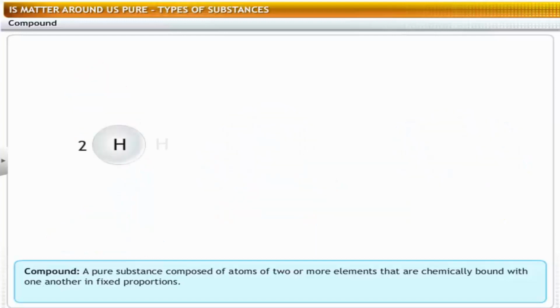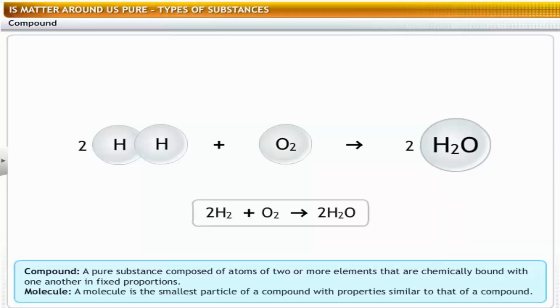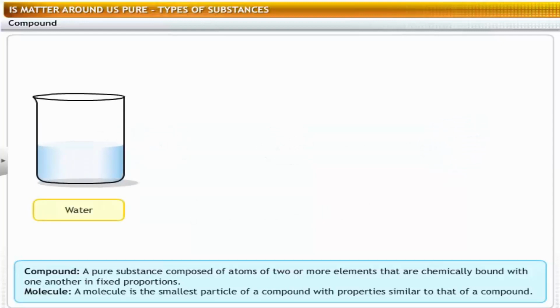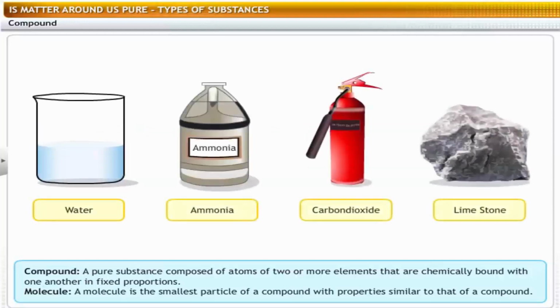For example, water is made up of 2 atoms of hydrogen and 1 atom of oxygen. These atoms combine to form a compound known as water. The smallest particle of water is called a molecule. A molecule is the smallest particle of a compound that still has all the properties of a compound. Water, ammonia, carbon dioxide, and limestone are examples of compounds.